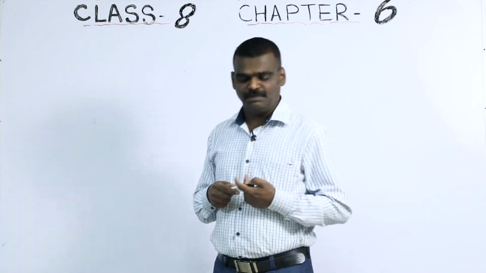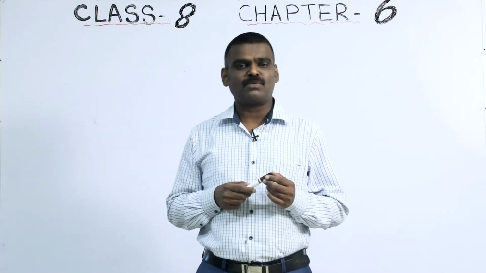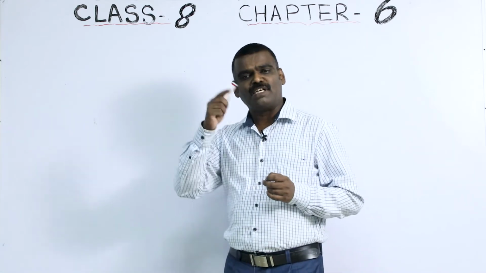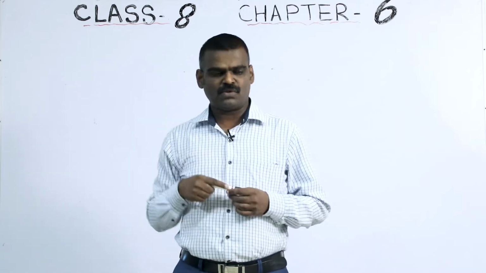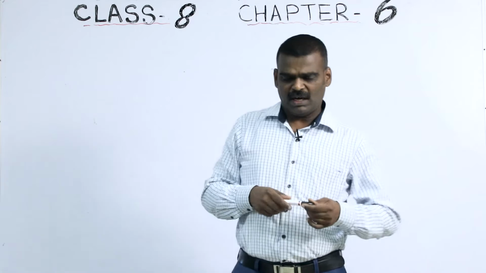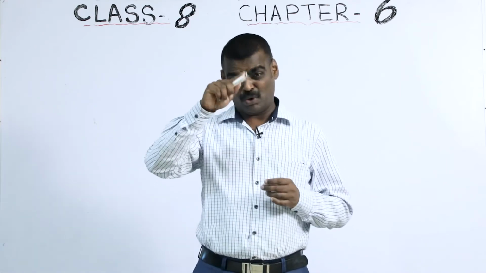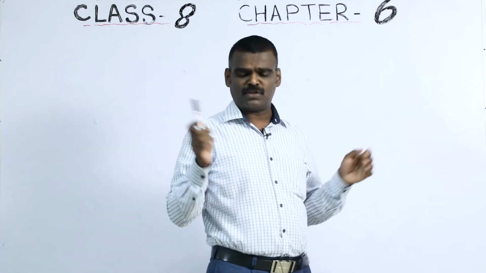Yesterday what did you learn? We learned about square, isn't it? What is the meaning of square? Multiplying a number by itself, the result you get is called a square. And how to find the squares? Also, the square of an odd number is always an odd number, and the square of an even number is always an even number, that also you learned.